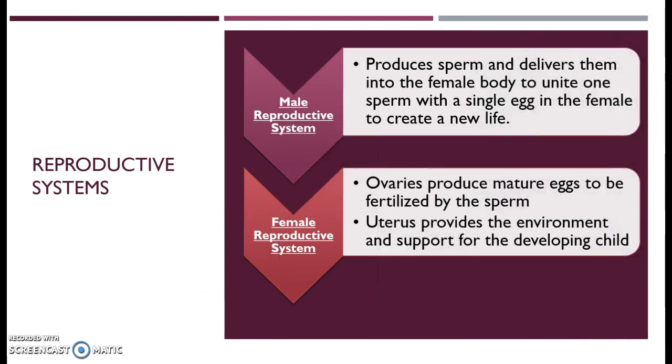So, first of all, there are two types of reproductive systems. One is the male and one is the female. The male reproductive system produces sperm and delivers them into the female body to unite one sperm with a single egg in the female to create a new life. The ovaries, which are a part of the female reproductive system, produce mature eggs to be fertilized by the sperm, and then the uterus provides the environment and support for the developing child.